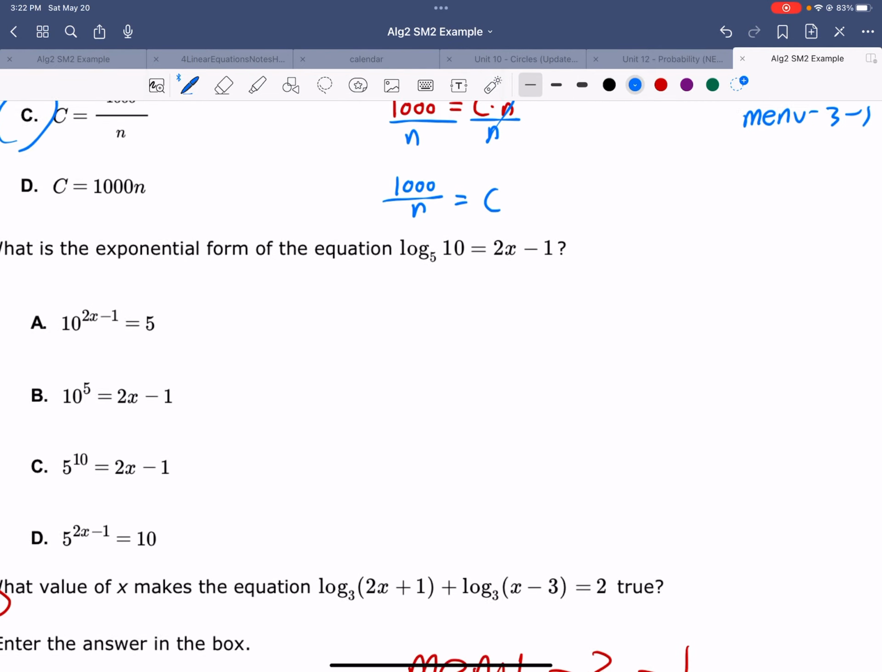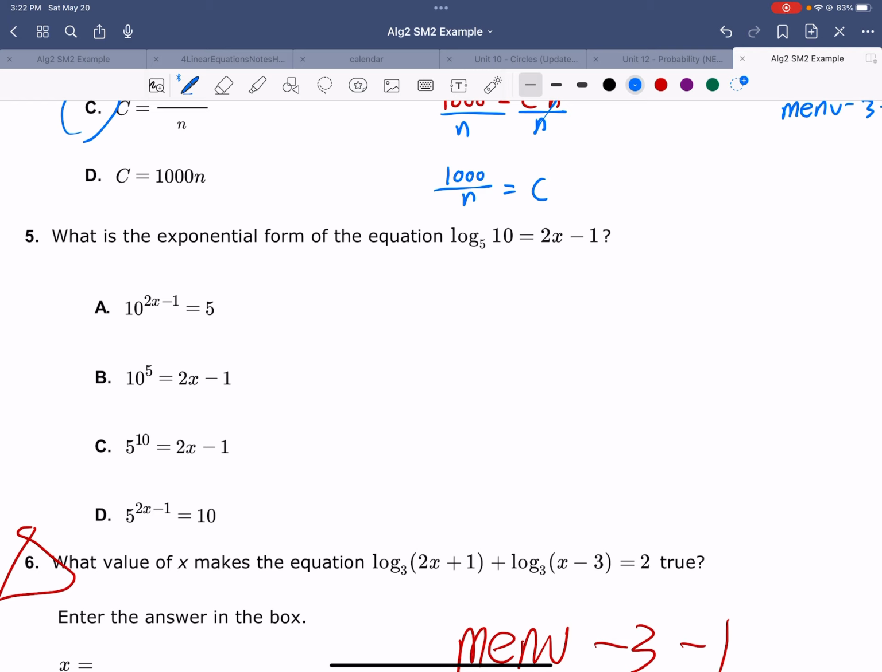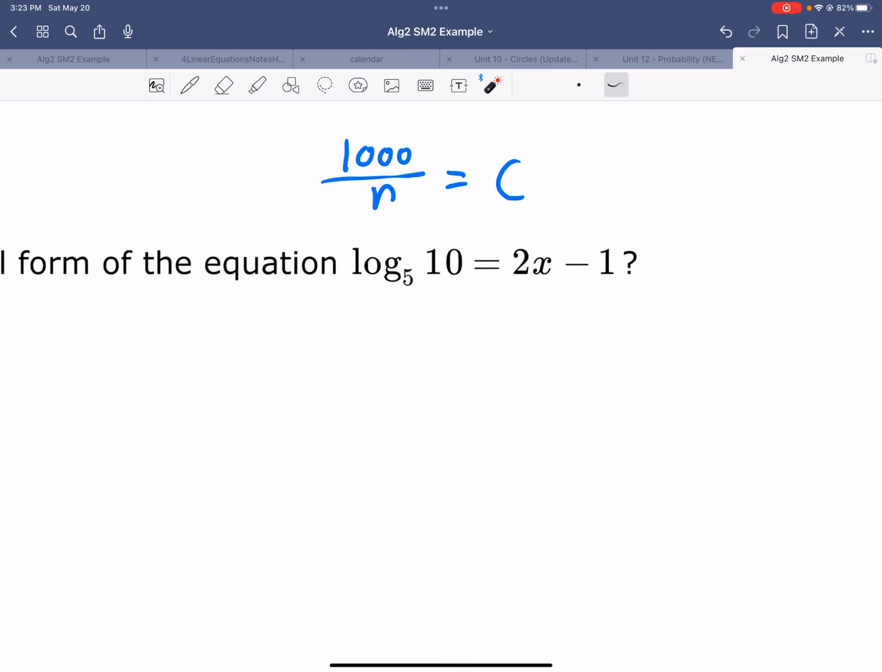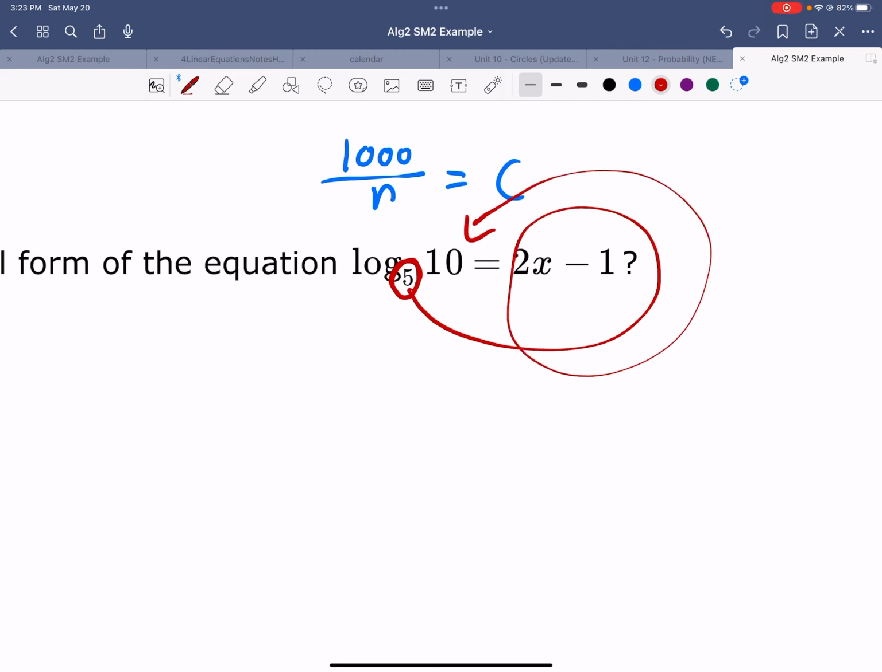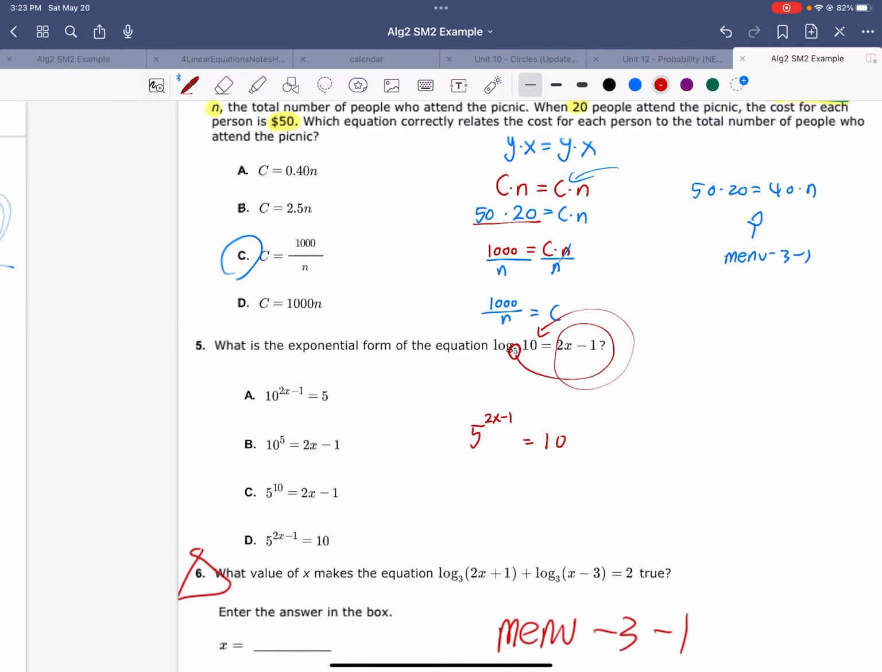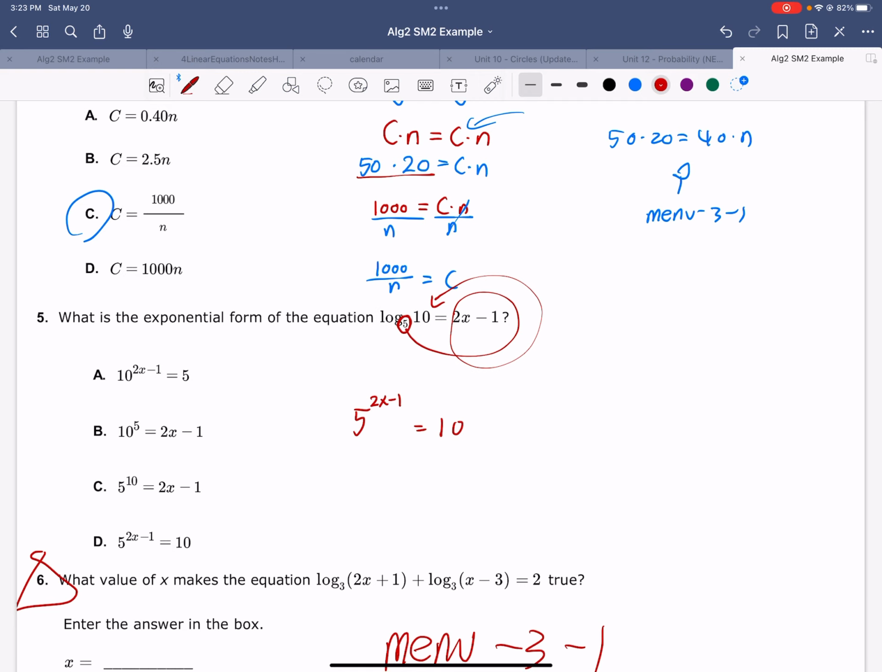All right. Question number 5, it says, what is the exponential form of the equation? You have to change this one into exponential form. What do you do? Very simple, always circle the base. What is our base in this case? 5. Then circle the other side of the equal sign and point to the number inside here. So the base becomes the base, which is 5. What's the other number that I circled? 2x minus 1, that's going to be your exponent, equal to, what's the remaining number? 10. So that's going to be the answer. So your answer is going to be D.